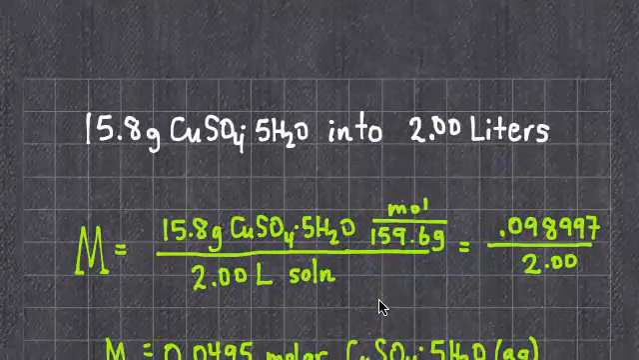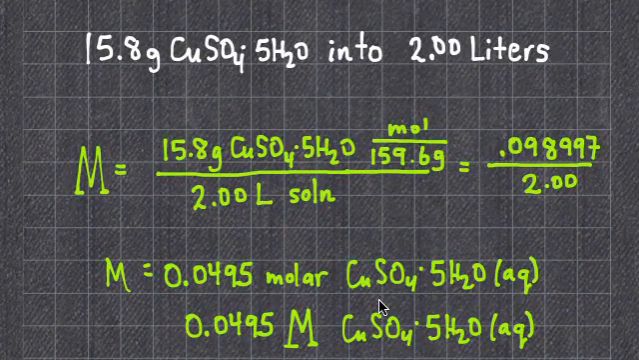Alright, let's do some more tricky ones. 15.8 grams copper sulfate pentahydrate into 2 liters of solution. What does that look like? Well, 15.8. Let me change grams to moles. I put the grams on the bottom, the moles on the top. Do you remember where I got the 159.6 number?